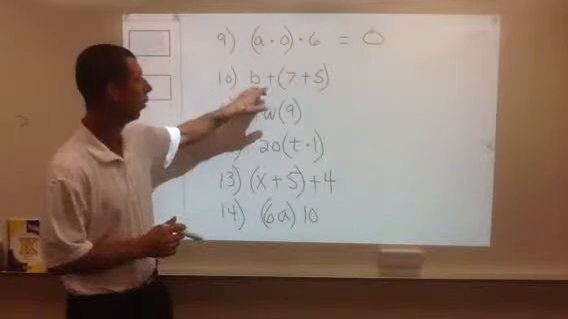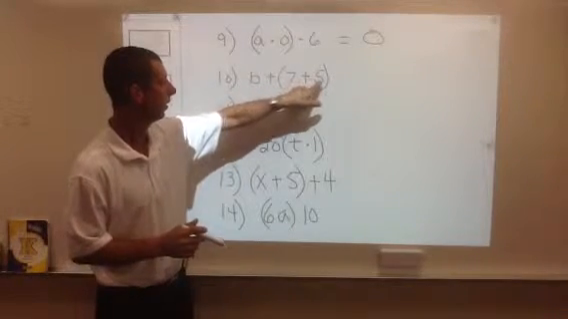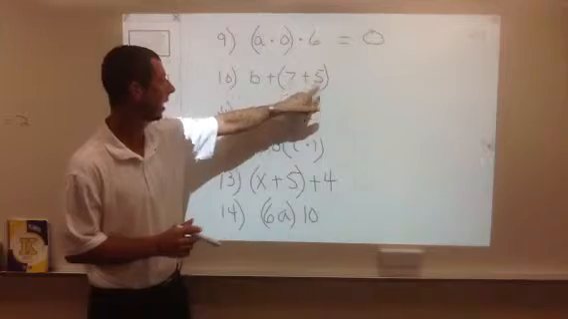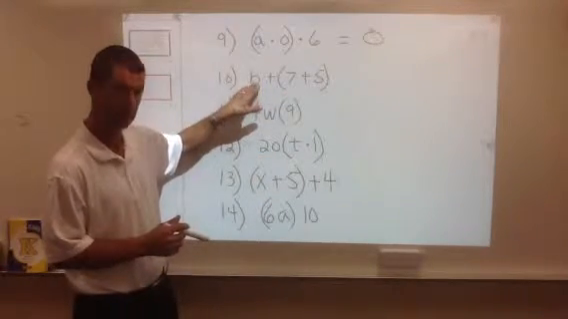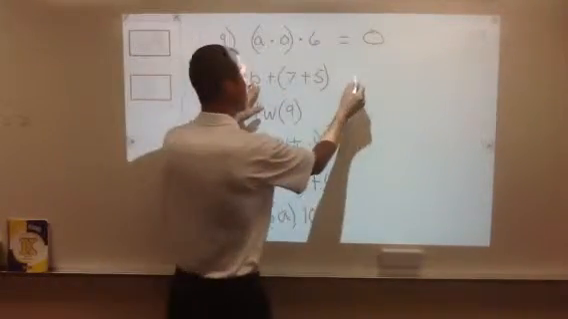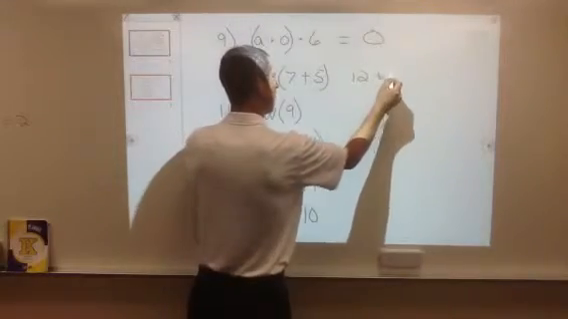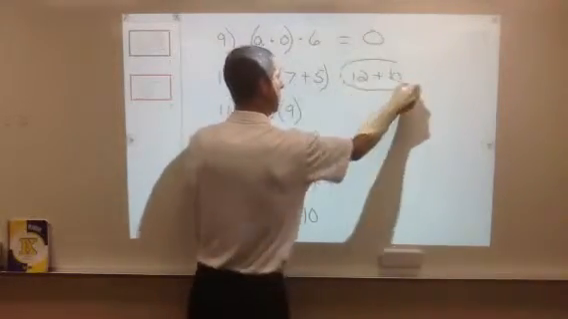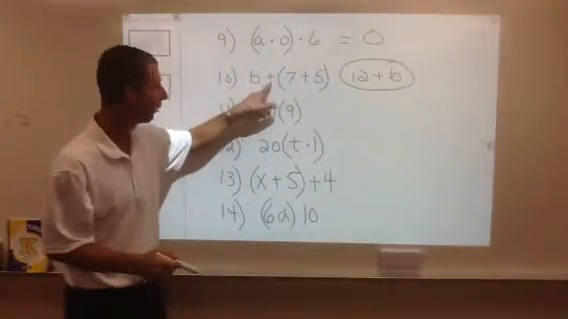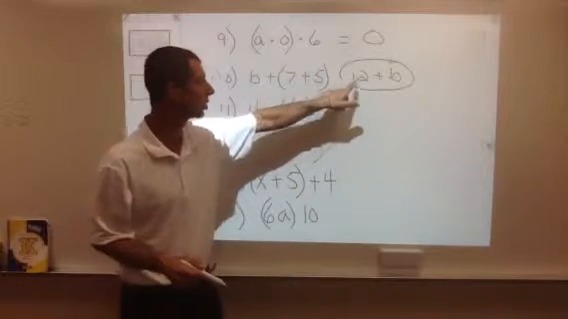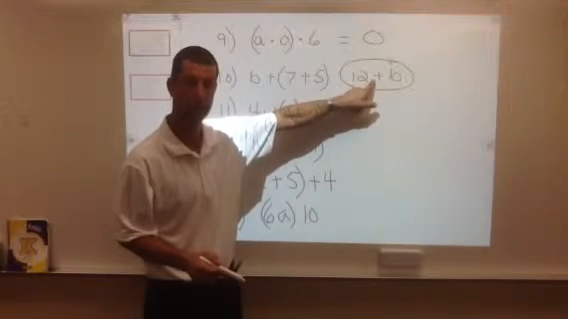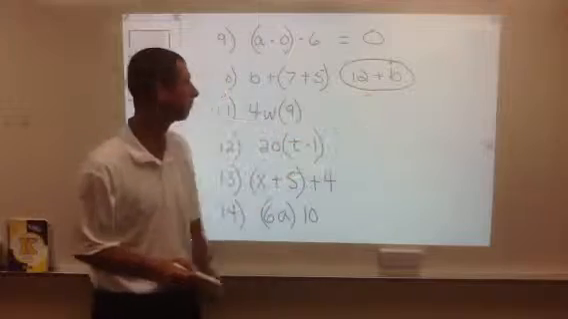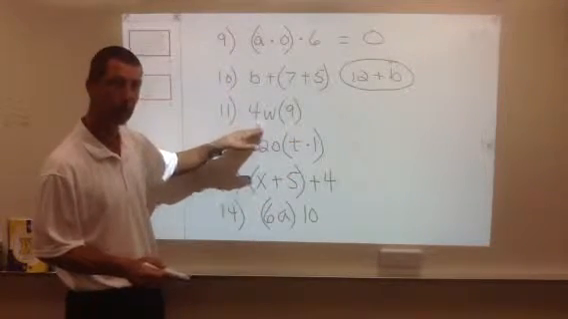This one here, we can combine the 7 and the 5. 7 plus 5 is 12. We have a B variable with it, so we're going to put 12 plus B. That would be the answer to that one. Make sure you put the addition sign, because if you just put a 12 followed by a B, that means multiply.